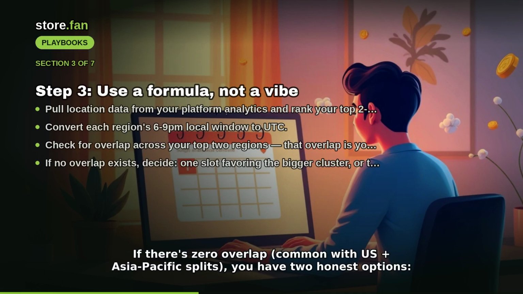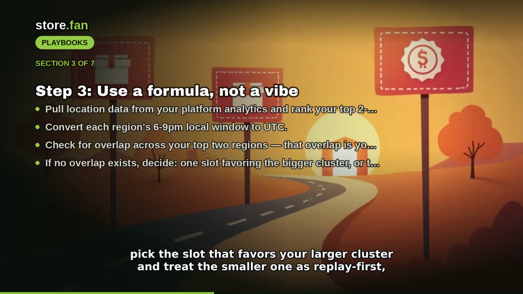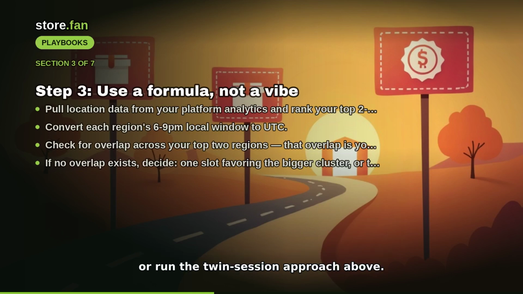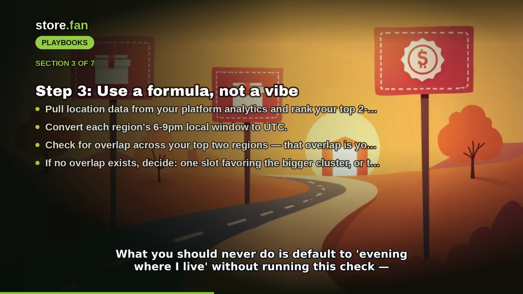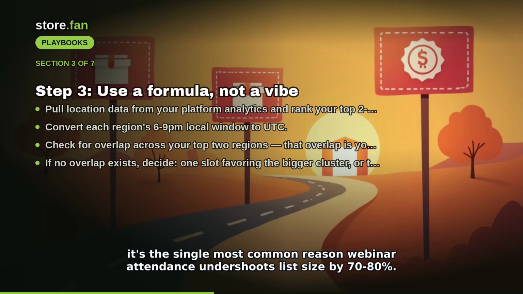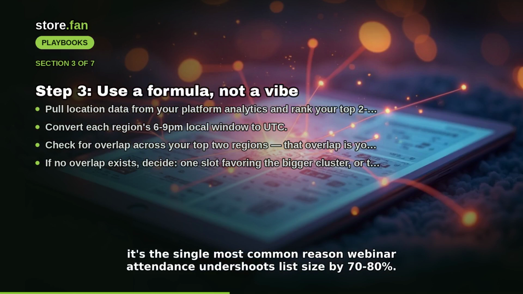If there's zero overlap, common with US plus Asia Pacific splits, you have 2 honest options. Pick the slot that favors your larger cluster and treat the smaller one as replay first, or run the twin session approach above. What you should never do is default to evening where I live without running this check. It's the single most common reason webinar attendance undershoots list size by 70-80%.